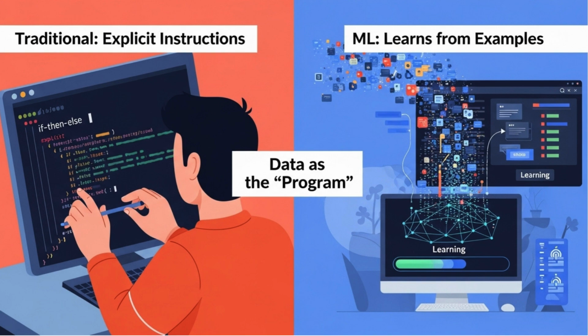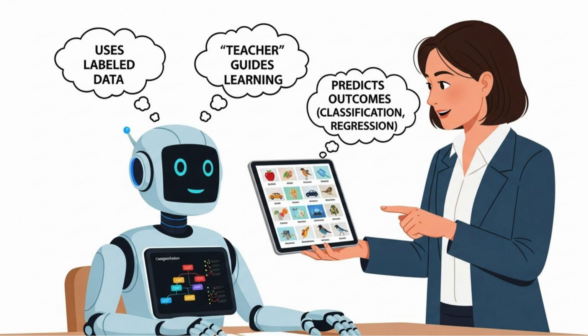Here, the data itself becomes the program, allowing for adaptability and handling of complex scenarios that are difficult to define with fixed rules. This fundamental shift enables machines to tackle problems we couldn't solve before. Now that we understand the core difference, let's explore the main types of machine learning.